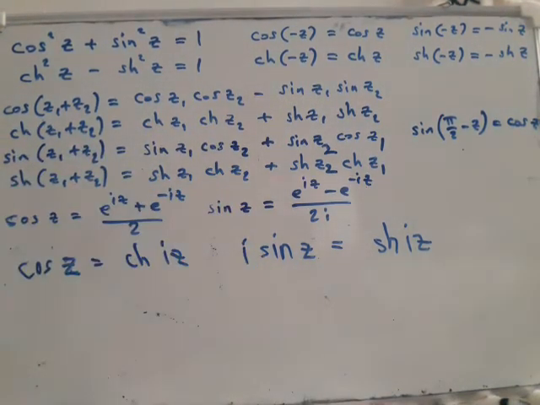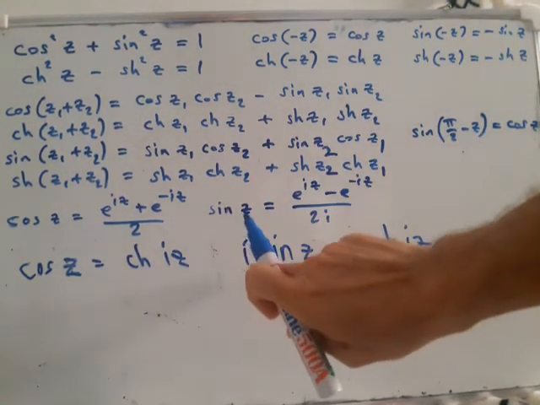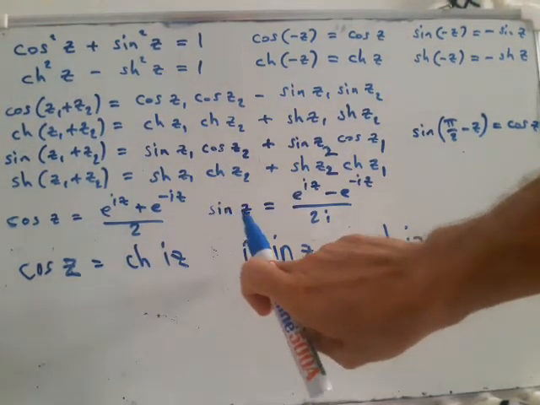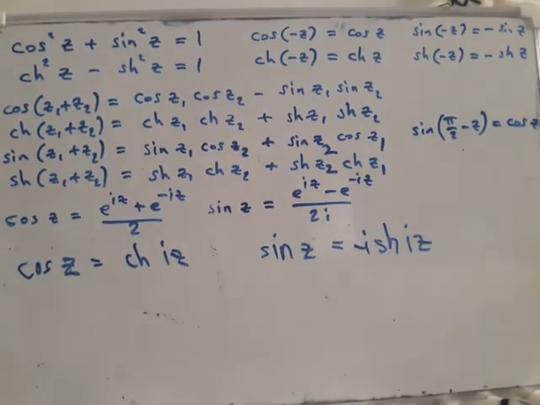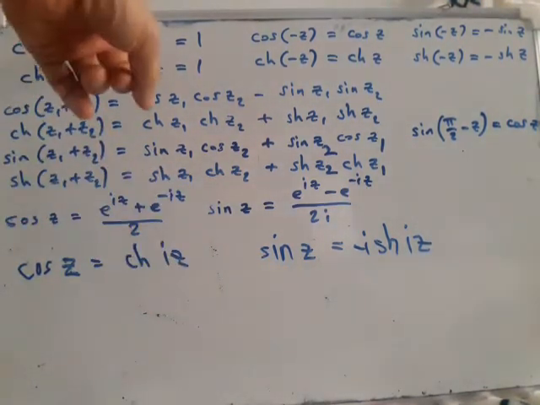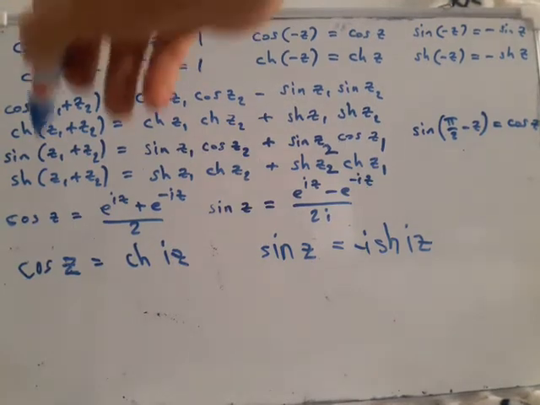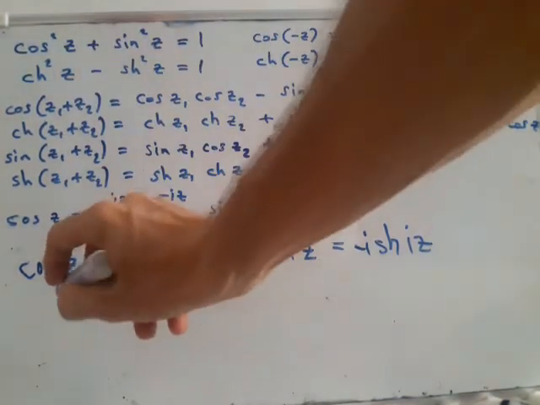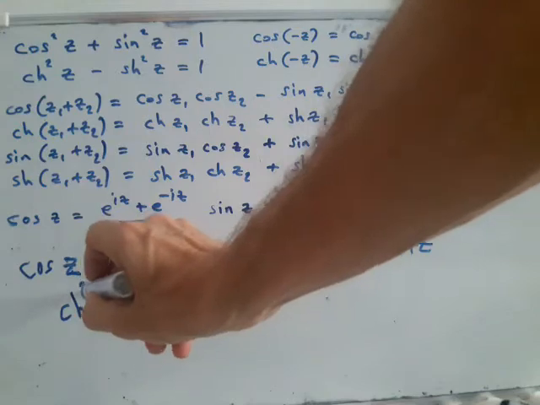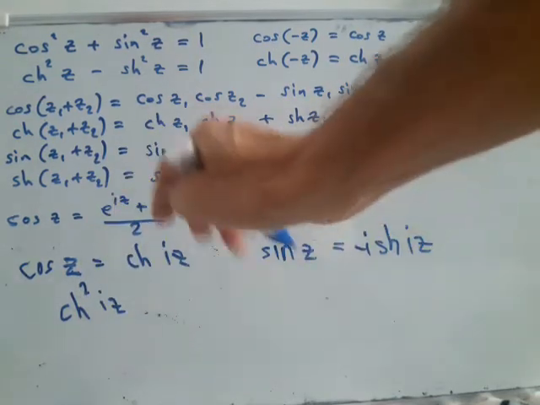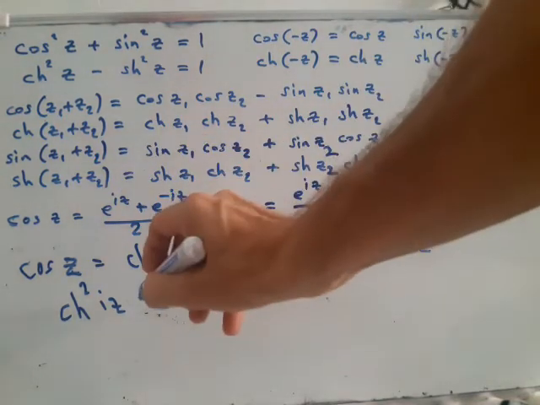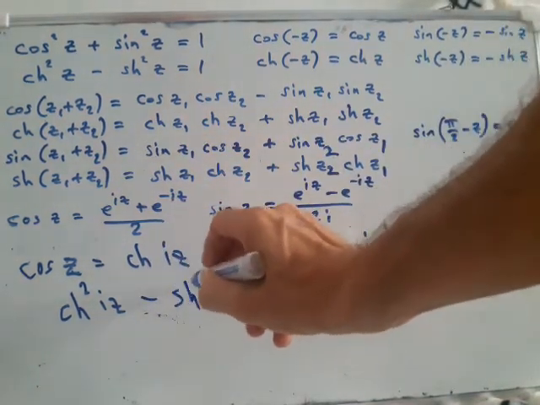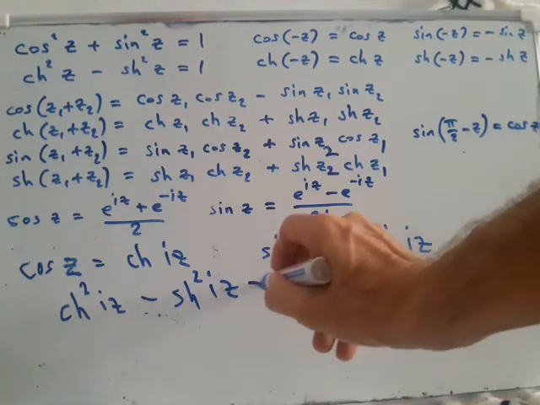So I'll rewrite, if I multiply both sides by minus i, then I get rid of this, and I'll put a minus i here. Okay. So if we substitute cos z and sine z into an expression like this, then what happens? Well, you can see that you'll get cosh squared of iz. Now, when you substitute this into here, minus i squared gives you a minus, so you end up with minus sinh squared iz equals 1.